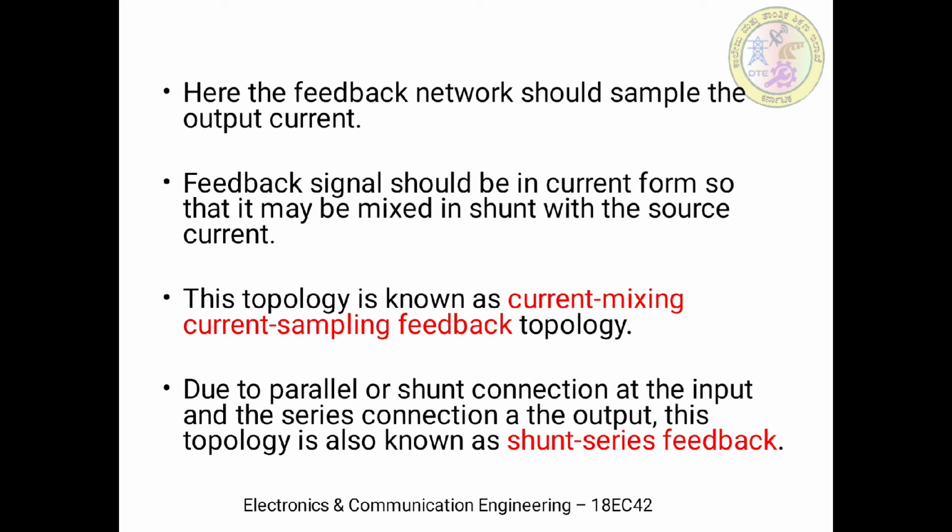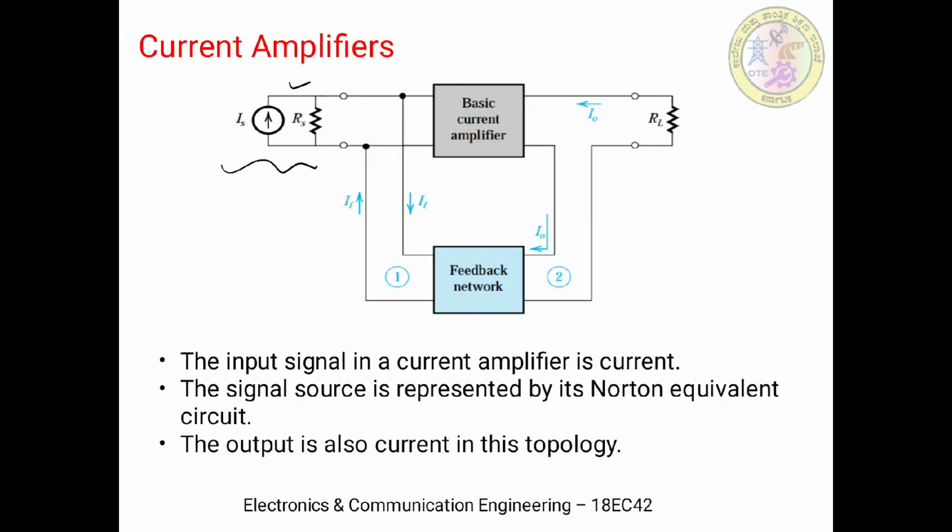So this current mixing, what does it refer to? The mixing of feedback with the source at the input side. Current sampling refers to the action taken at the output side. So current is sampled and current is mixed in parallel. But what is the type of connection? There is a parallel or shunt connection at the input. You can see in the diagram, a parallel or shunt connection at the input, but there is a series connection at the output side.